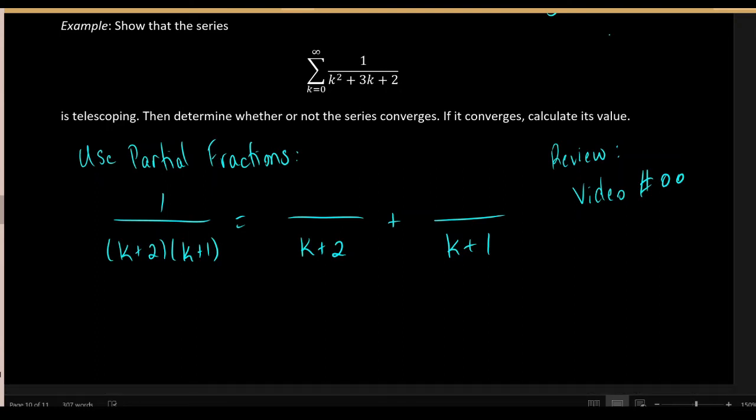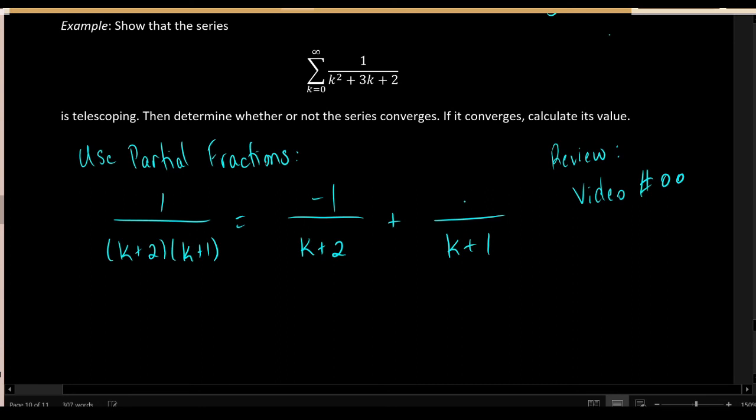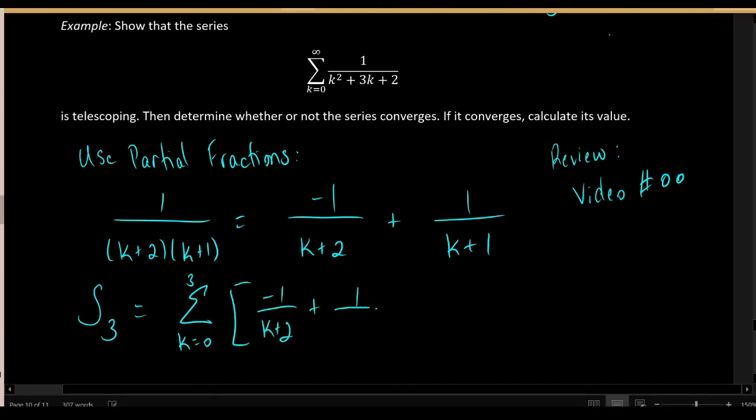So looking at this, it seems like if we have a -1 and a +1, then these two things will actually be equal to each other. Okay, so having established that, let's take as an example S3. The partial sum from k goes from 0 to 3 of 1 over k squared plus 3k plus 2, except now we know that this fraction is actually the same thing as -1 over k plus 2 plus 1 over k plus 1.